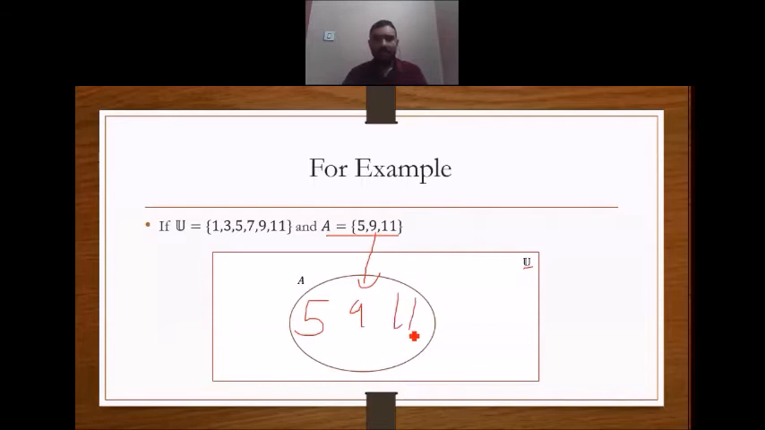Next, which elements are not there in this set? Which elements are there outside? 1, 3, and 7. So 1, 3, and 7 you write outside this set A. This is how you write the Venn diagram. 5, 9, 11 we have written inside, and 1, 3, 7 we have written outside. So Venn diagrams help us in giving a picture of various sets.